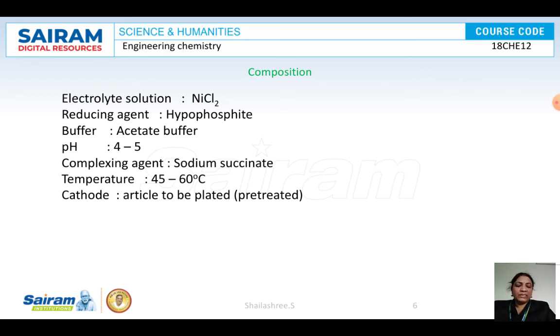Complexing agents are used generally when two substances are reacting, to avoid the reaction. It will complex one of the reagents and prevent the reaction from happening. The temperature required for this process is around 45 to 60 degrees, and the cathode is the article to be plated, pre-treated as I said before, by treating with stannous and palladium chloride.